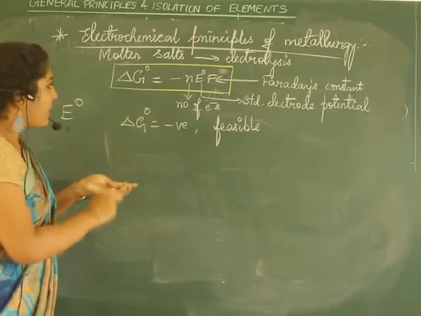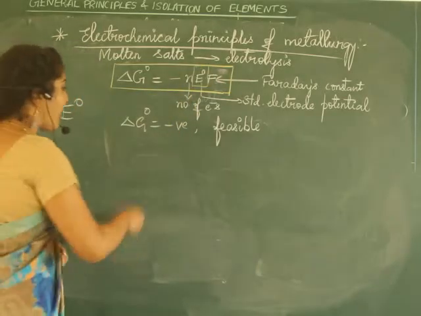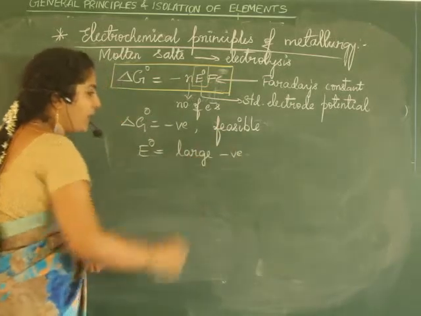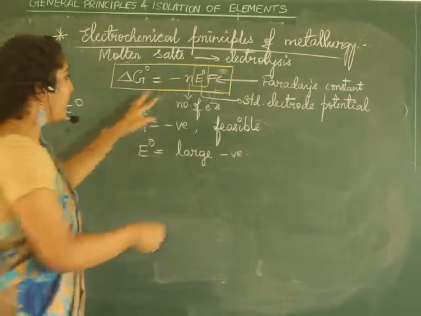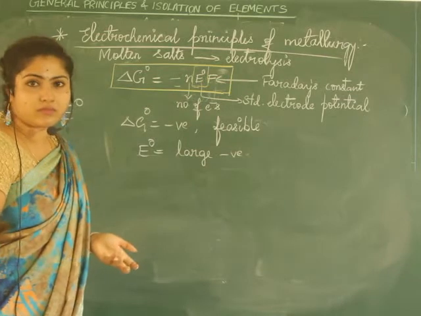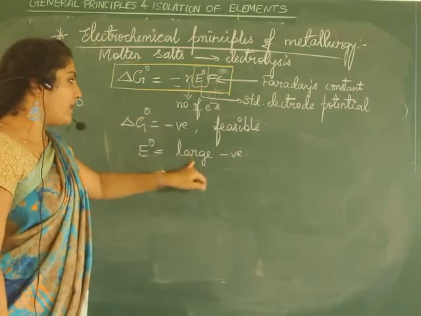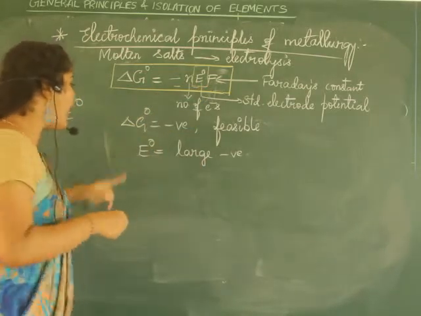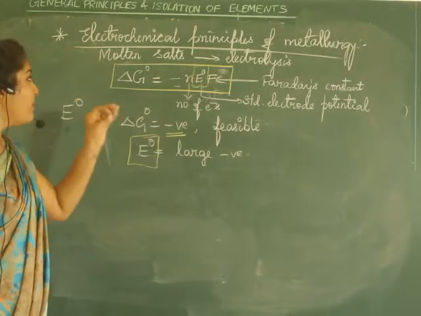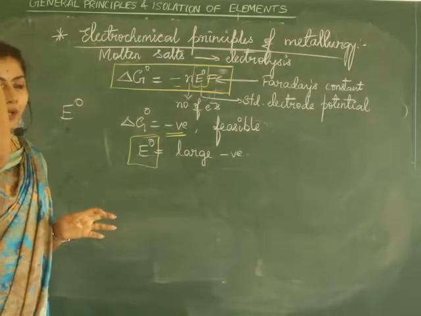So what is the condition? If this has to be negative, then we have to see E naught value. If E naught value is also negative, large negative, then what happens? If it is large negative, then it becomes minus into minus, it may become plus also, right? If it has almost same values. Otherwise you may get a negative value. So we need to check out where this E naught value makes delta G naught negative. In such conditions we say that this particular principle can be applied using electrode potential also.